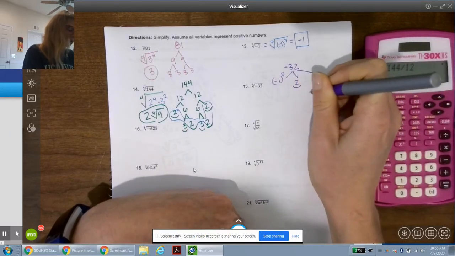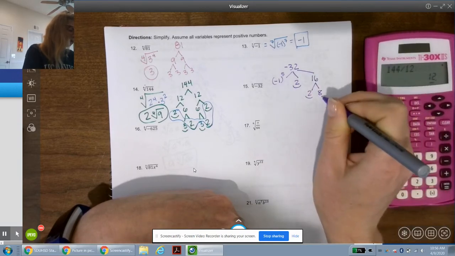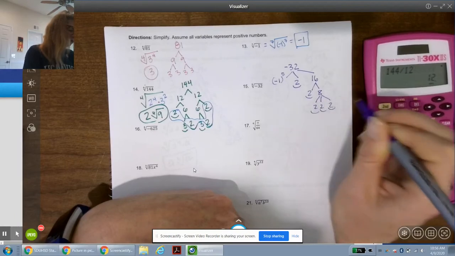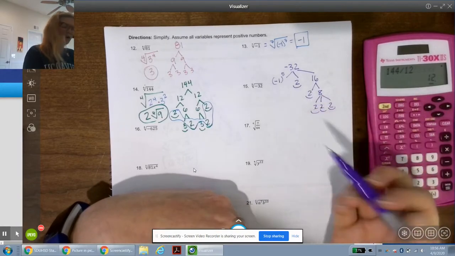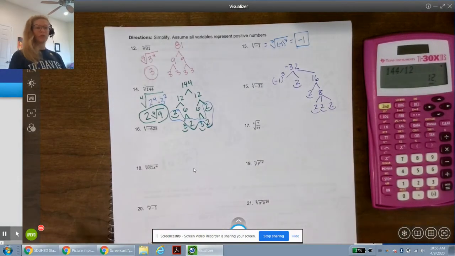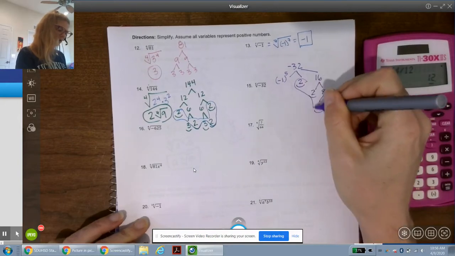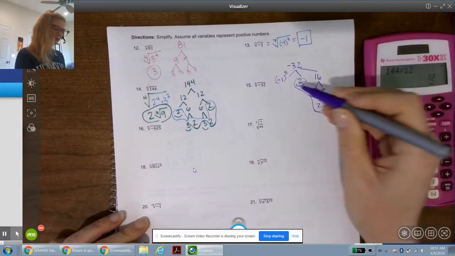And then 16 we know is 2 and 8. And 8 we know is 2 times 2 times 2. Good, 1, 2, 3, 4, 5. Or maybe you already had that memorized. Maybe you checked, so 2 times 2 times 2 times 2 times 2. Hey, 32. So here, 1, 2, 3, 4, 5.